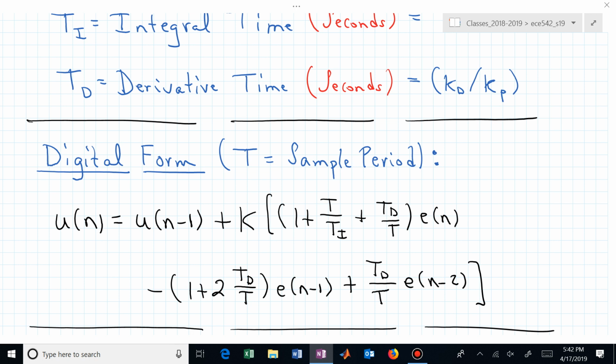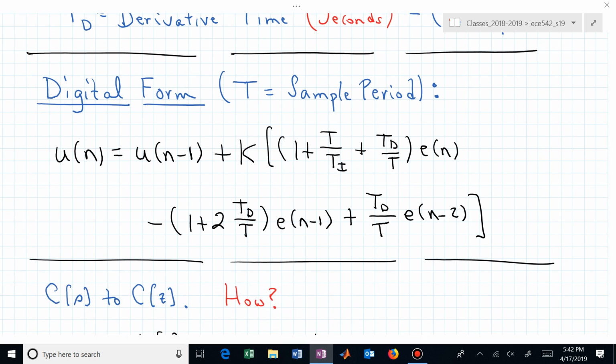We probably won't use the digital PID controller in this form, but that's how you could use this form. We're actually going to see how that arises. Where does that expression come from? We want to go from C of S to C of Z. And do we know how to do that?